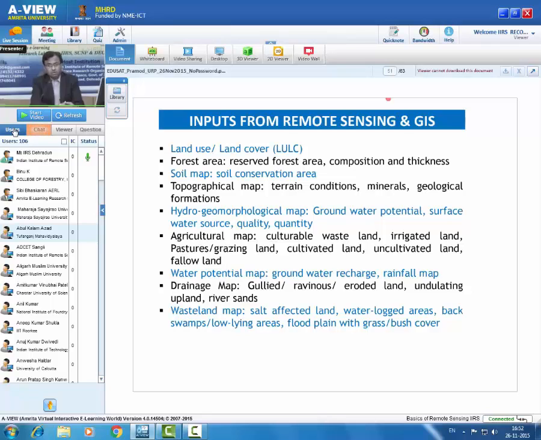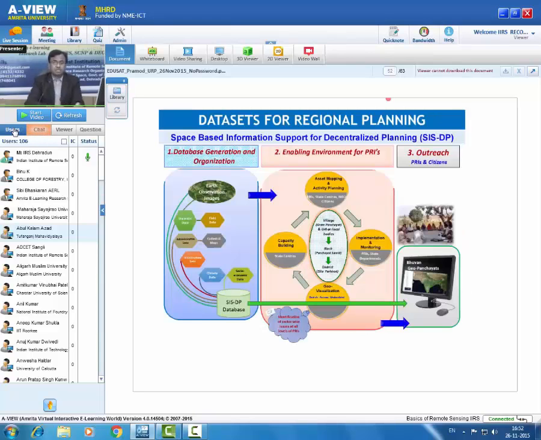As we all know, using remote sensing GIS, we can generate land use, land cover, forest map, soil map, because region is a multidisciplinary aspect. So we require multidisciplinary maps: topographical maps, hydrogeomorphology, cultural, water potential, drainage, wastelands, and so on. Now again the issue is, because regional planning is data intensive, are there any sources from which we can collect the data?